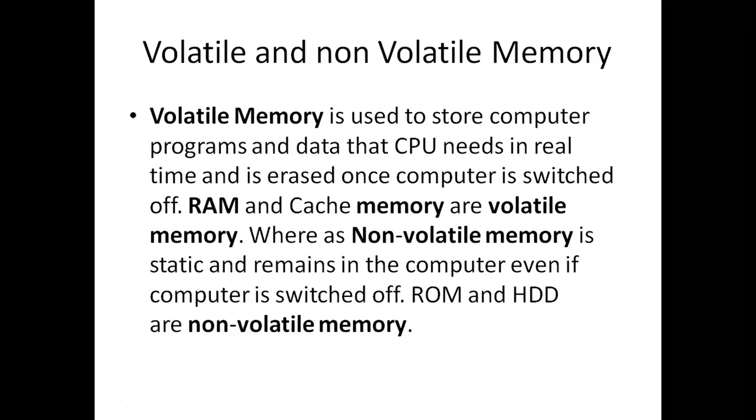So I have told you about volatile and non-volatile. So what is volatile and non-volatile memory? These are the two types of memory. Volatile is used to store computer programs and data that the CPU needs in real time, and it's erased once the computer is switched off. So if you switch off your computer, the volatile memory will remove the data. Whatever you have accessed, it will erase the data.